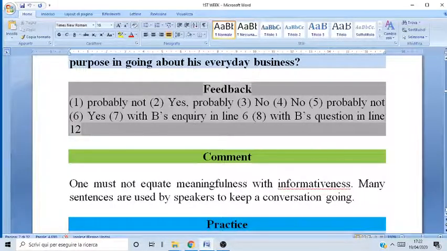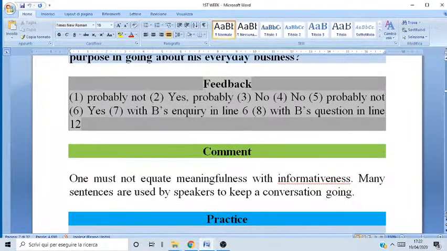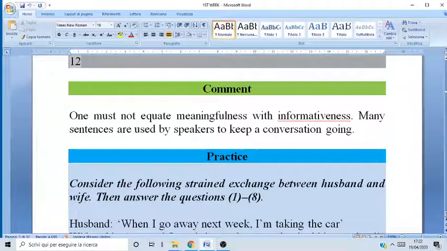So the comment to this practice for your book is that meaningfulness does not mean informativeness. This means that, yes, we can say lots of meaningful things that make sense in a language, but this does not mean that it gives us further information. Okay, I can say, what a lovely day today.